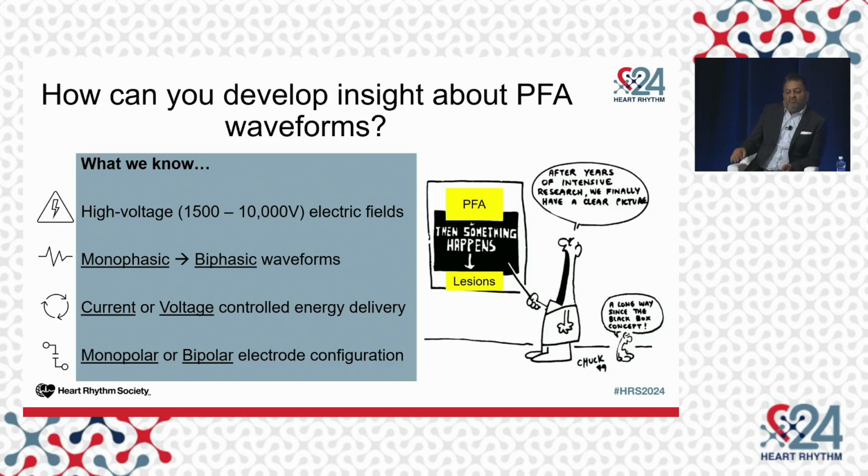So the way things started was with the basic waveform, monophasic, and I think most have transitioned to a biphasic waveform. But I want us to speak briefly on current versus voltage-controlled energy delivery and some of the theoretical advantages and disadvantages, or strengths, I should say, of monopolar versus bipolar.